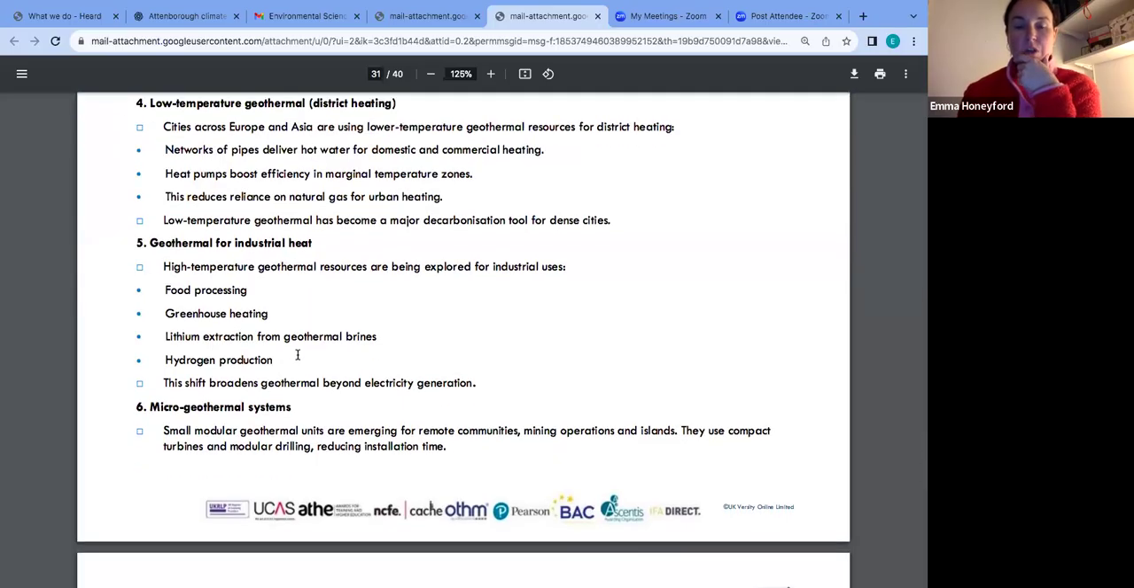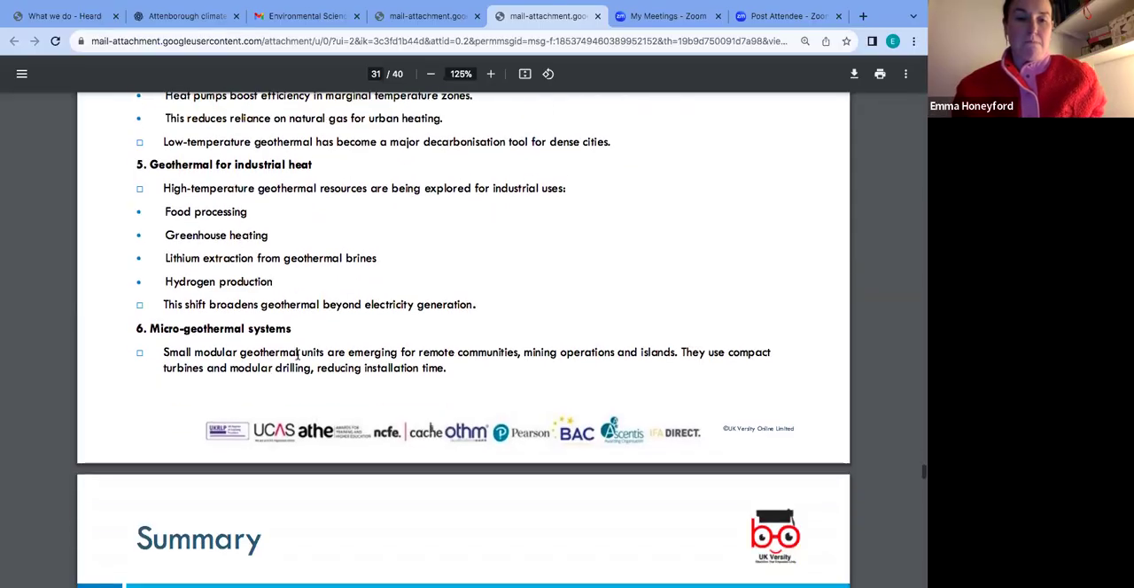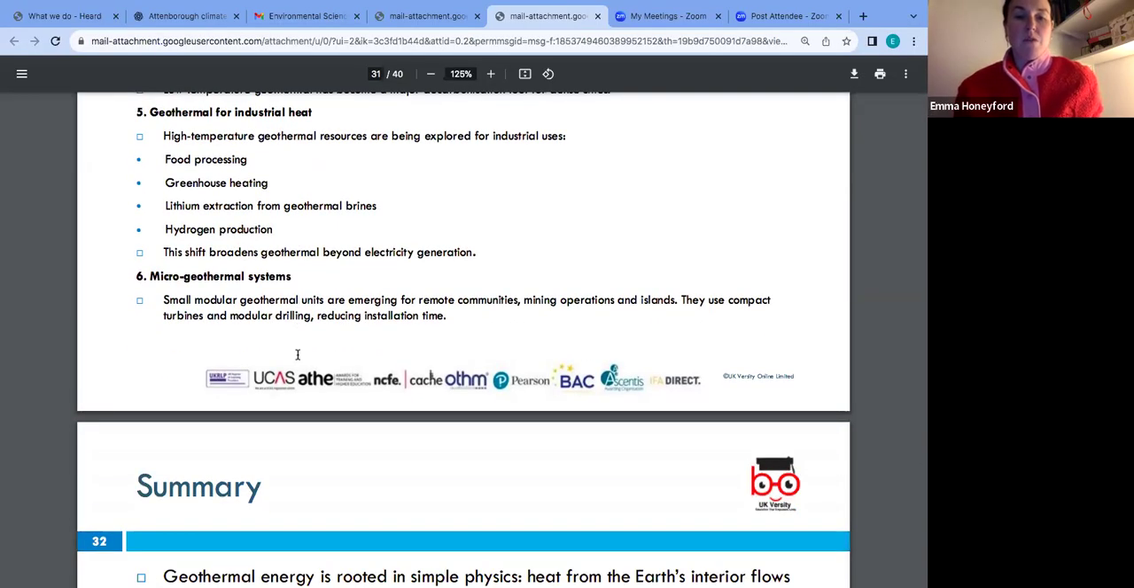And we have geothermal for industrial heat. High temperature geothermal resources are being explored for industrial uses, especially for food processing and greenhouse heating. And then we have micro geothermal systems. Small modular geothermal systems are emerging for remote communities, mining operations and islands. They use compact turbines and modular drilling, reducing installation time.